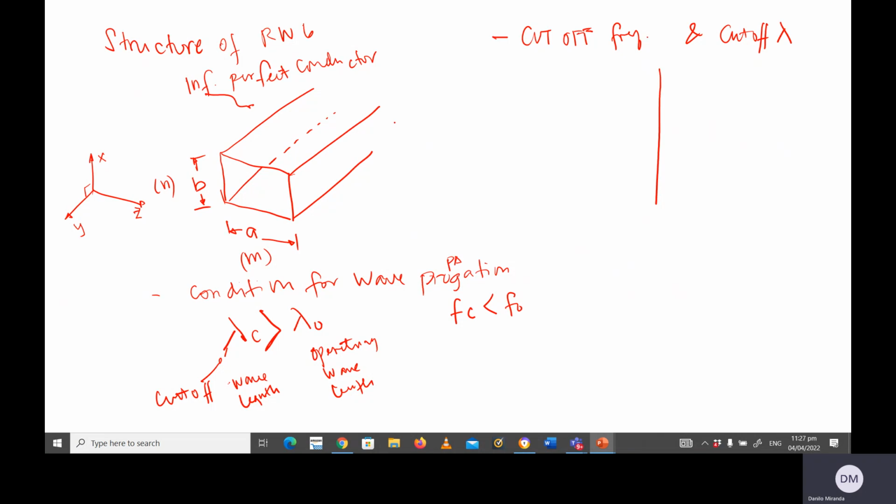It is for sure that the cutoff wavelength for the experiment is 2ab over the square root of m square b square plus n square a square at, for sure, at TE10. You see what happened, no?